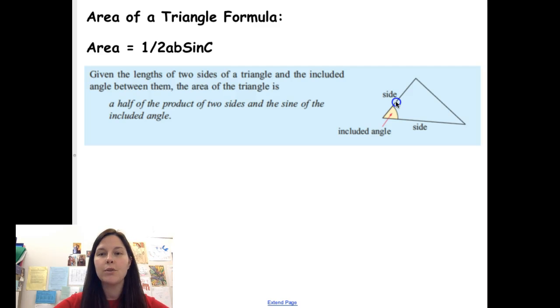You need to know two sides and the included angle. So if you remember from geometry, that included angle is the one created by the two sides that you know. And the formula is 1/2 times the two sides times the sine of the angle.